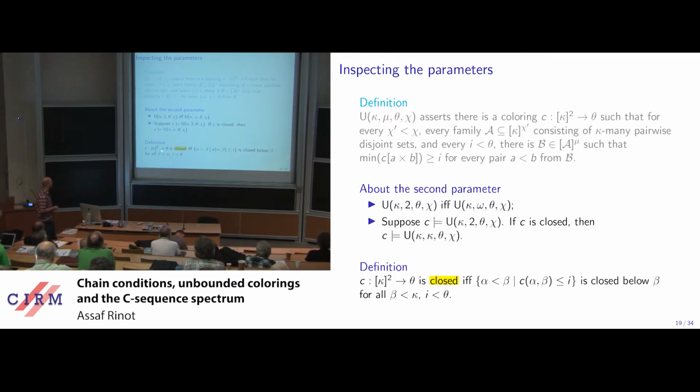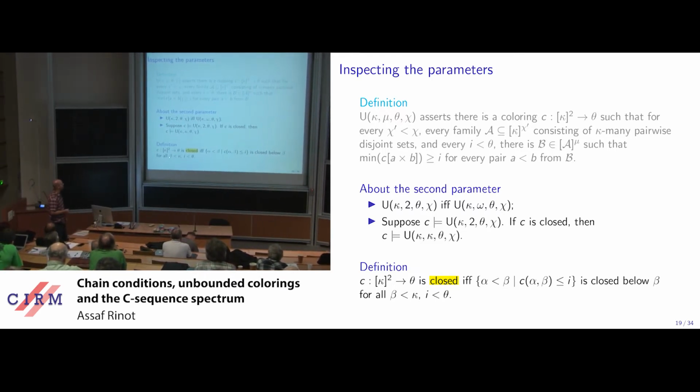We say that the coloring is closed if whenever you fix some beta and some i, and you look at all the alpha up to beta getting color at most i, then this is a closed subset of beta. So it turns out that if the coloring is closed, then you can move from something corresponding to kappa CC to something corresponding to kappa cluster.